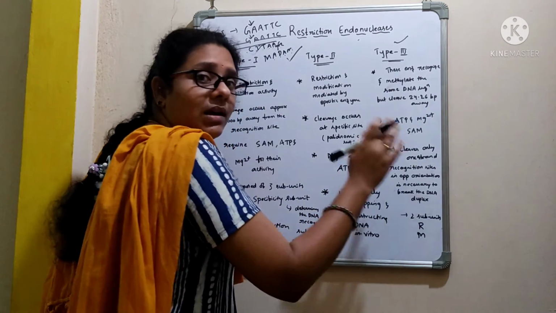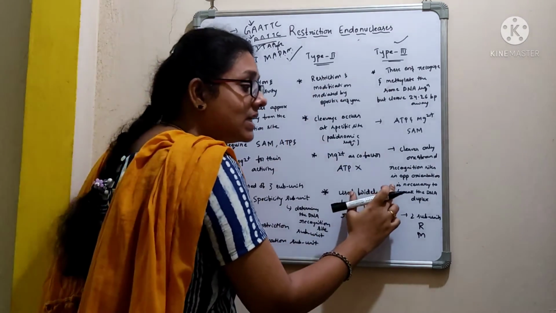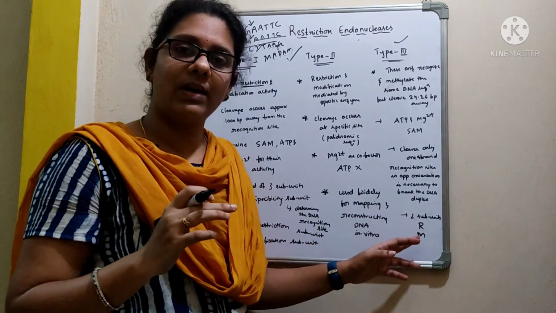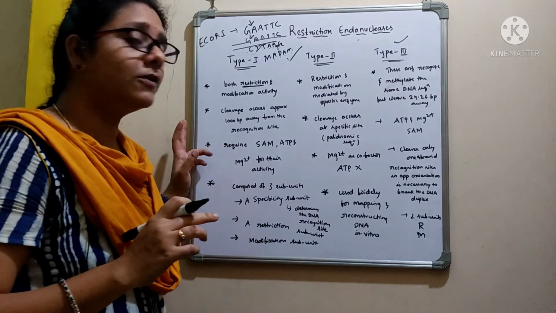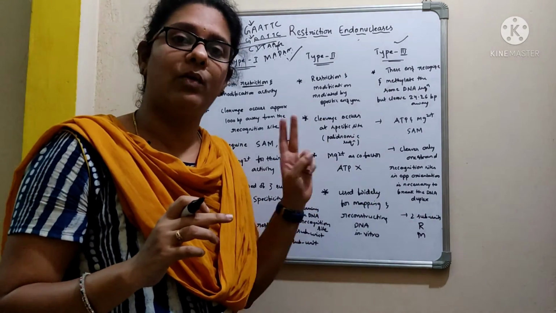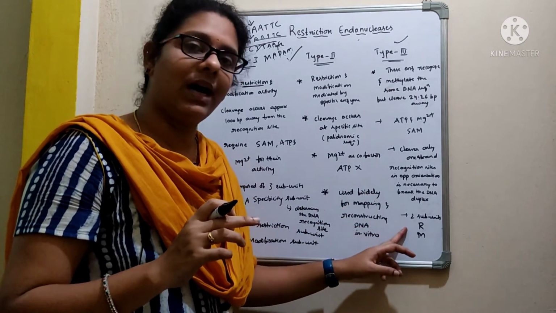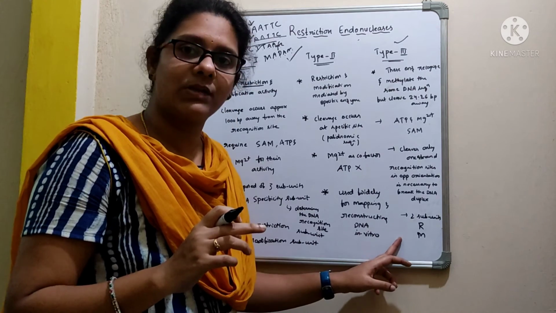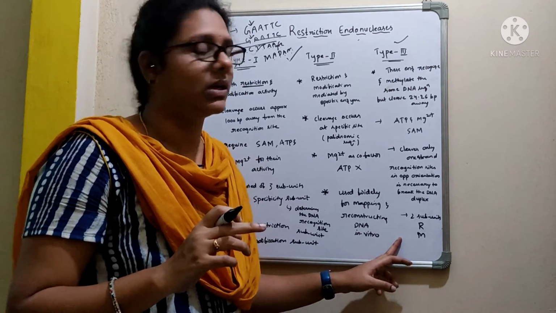Recognition sites in the opposite orientation is necessary to break the DNA duplex. Moreover, they also contain two subunits. In case of type 1, they have 3 subunits, but in case of type 3, they have only 2 subunits. That is R and M. R stands for the restriction subunit and M stands for the modification subunit.